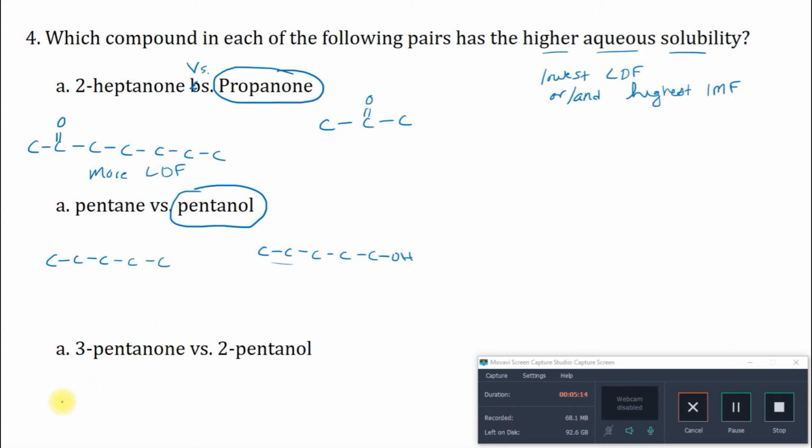And pentanone, so again 5 carbons. 3-pentanone means I'm going to stick that carbon in the middle. And 2-pentanol, so again, pent, same, right? So if it's 5 carbons, they're going to have the same amount of LDF. This has an OH on it. Okay, so this is dipole-dipole, and this is hydrogen bonding. Hydrogen bonding dissolves in water better. Again, higher IMF.